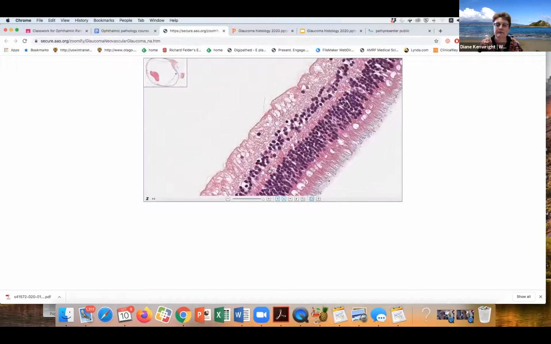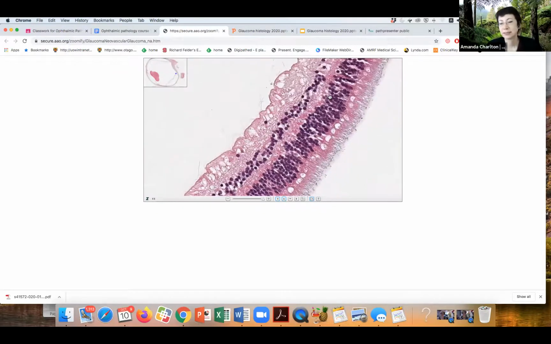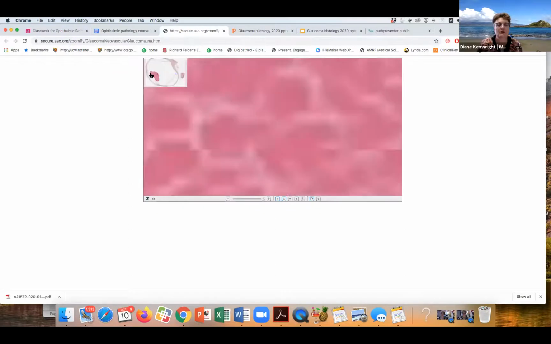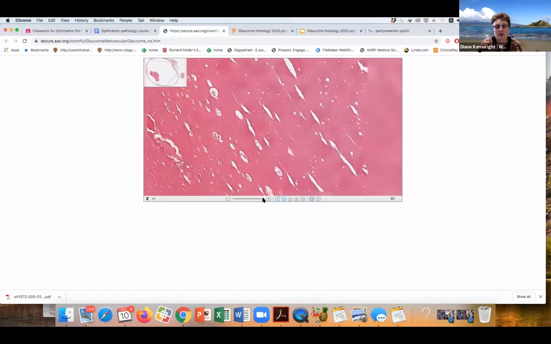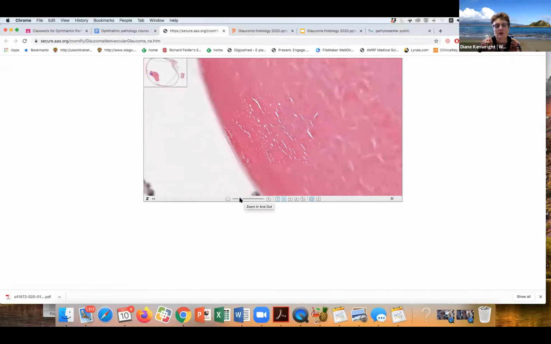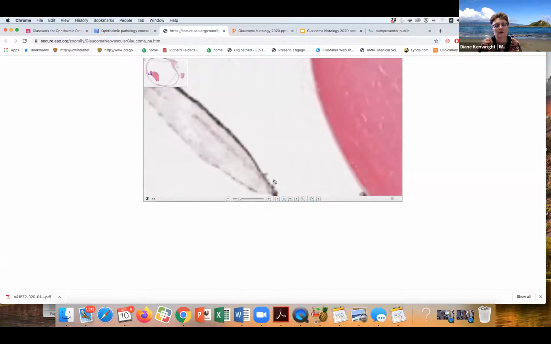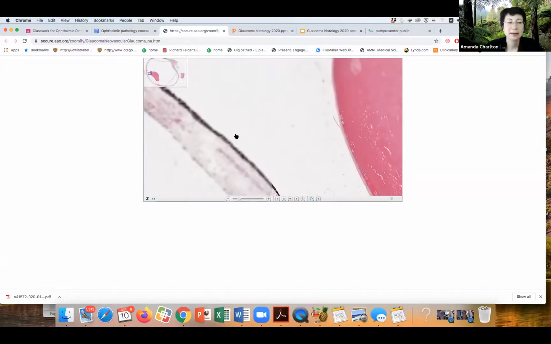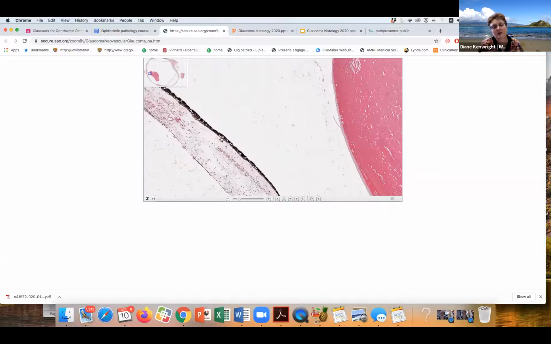But is there lacy vacuolization present? I did not think so. I thought that the iris did not show lacy vacuolization. I'm just going to have a look at the iris. Where would we see that, and what would that look like? Okay, so it's got a few tiny holes in it.